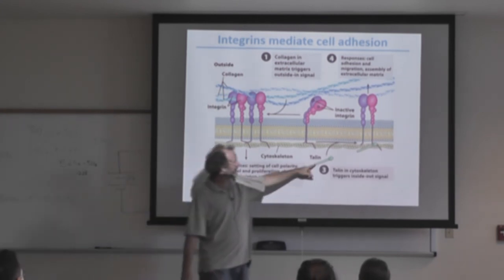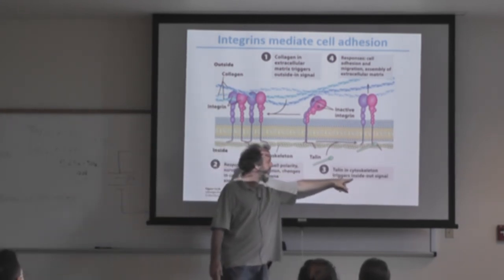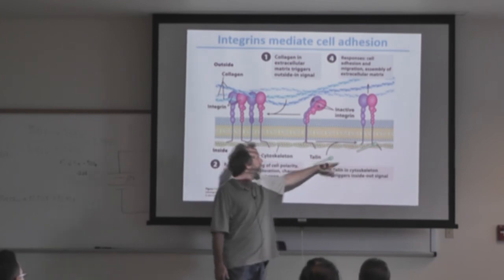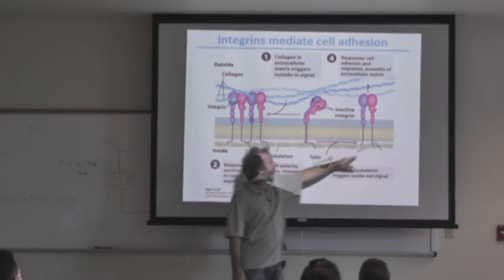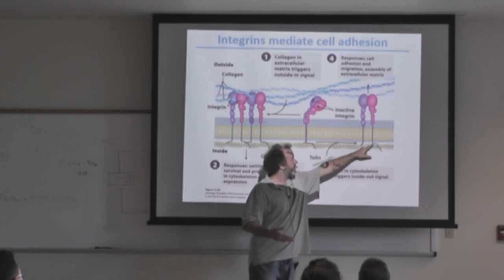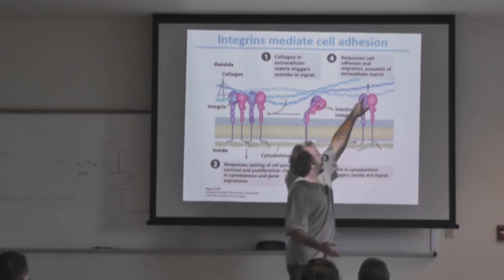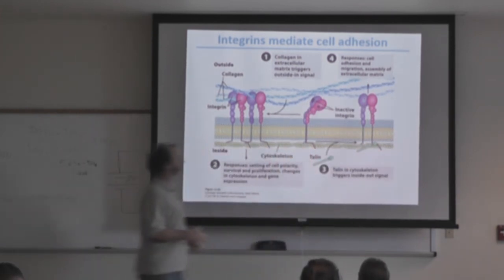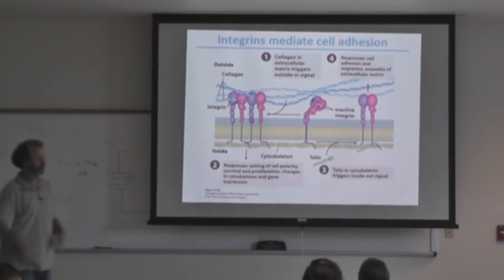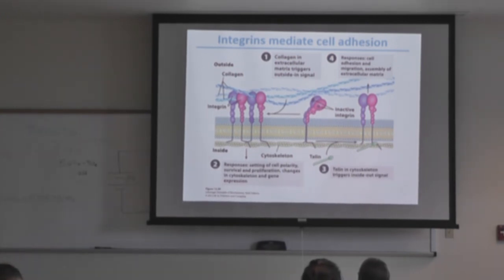And then you have talin, which is a cytoskeleton protein triggering an inside-out signal. So if you have a talin molecule that can bind to the integrin where it binds to the cytoskeleton and the actin, it'll cause a response in how the integrins are going to interact with the collagen outside.